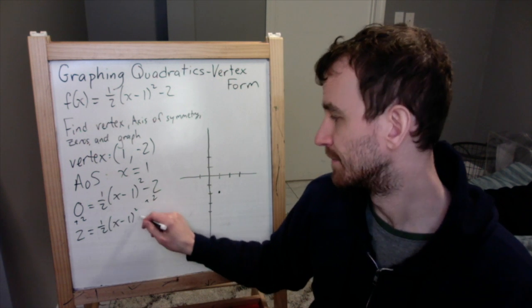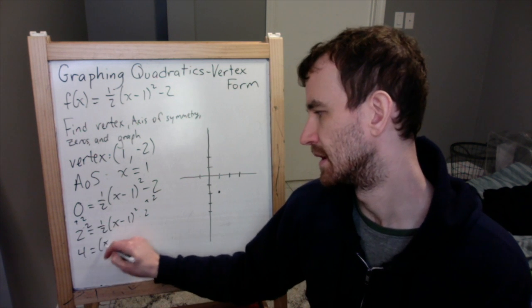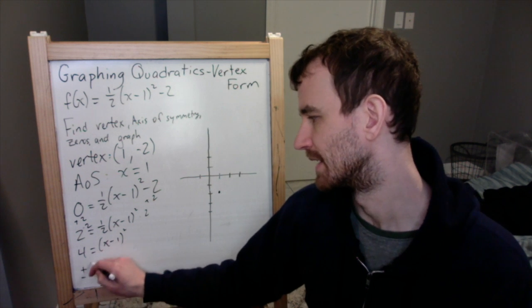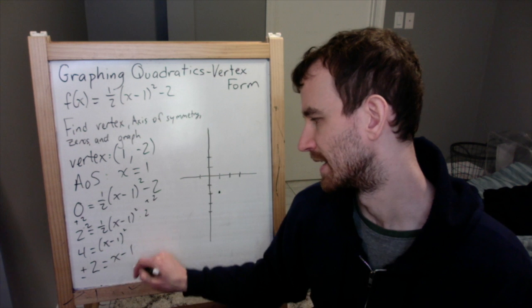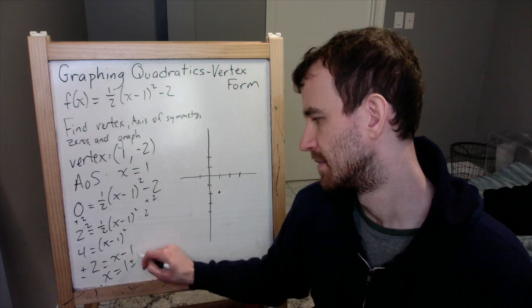Get rid of the half. We can multiply both sides by 2. That gets us 4 equals (x minus 1) squared. Square root both sides. We get plus or minus 2 equals x minus 1. Add 1 to both sides. We get x equals 1 plus or minus 2.